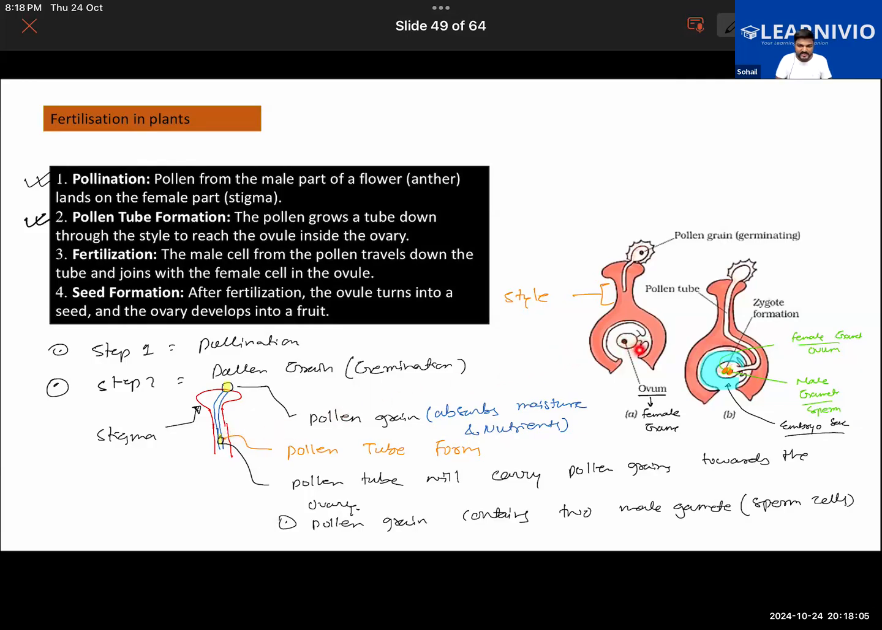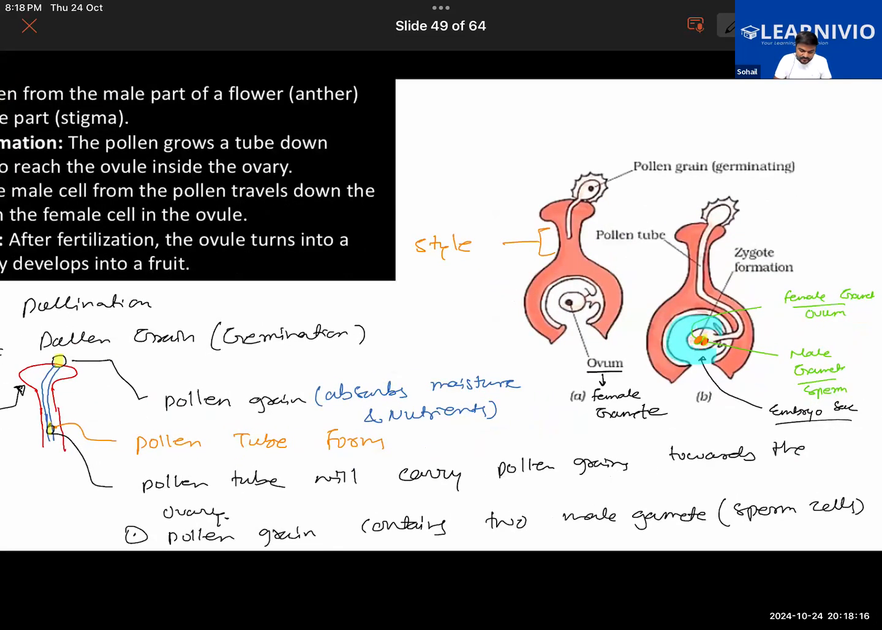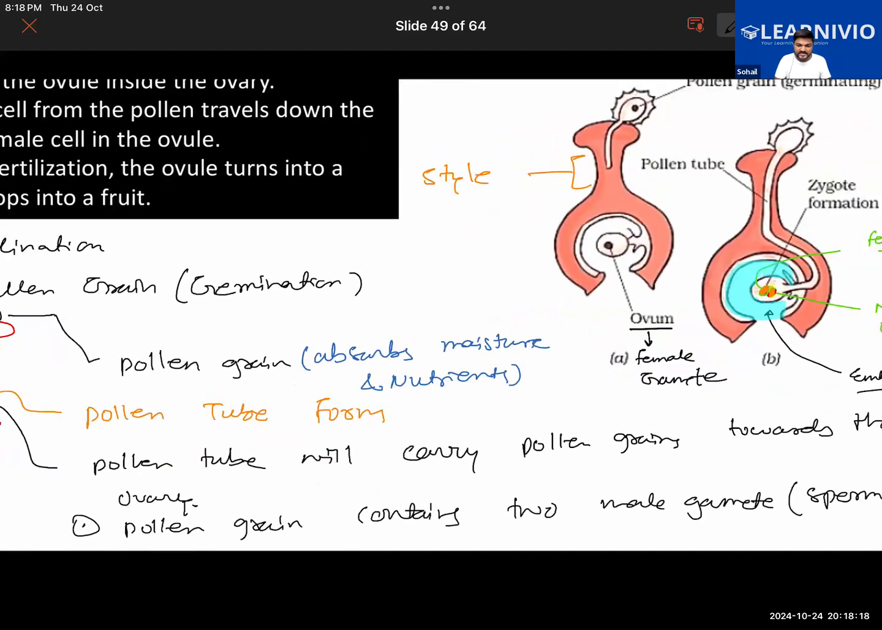And what is present inside the ovary? The female gamete. The female gamete is present, that is the ovum. So here the male gamete has reached. The male gamete is, by the way, present inside the pollen.